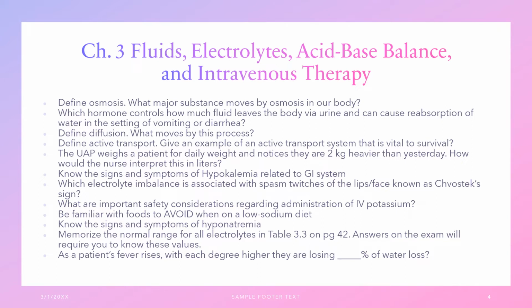Define diffusion and what moves by this process. We can also see that on page 32. Diffusion is the process by which substances move across the membrane until they are evenly distributed in the available space. When the solution on one side of the membrane is more concentrated than the solution on the other side of the membrane, the particles in the more concentrated solution will travel through the membrane to the less concentrated side in an attempt to equalize the concentration of the two solutions.